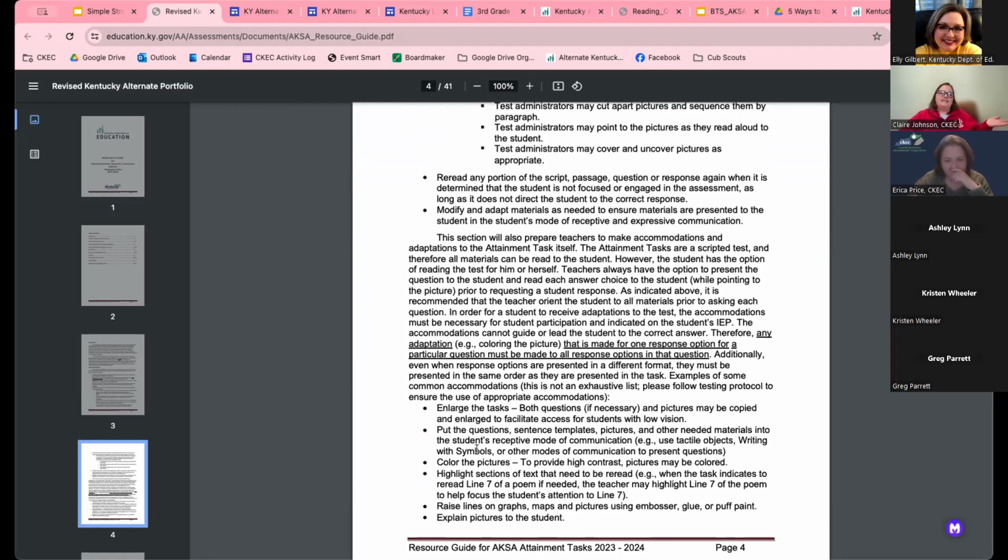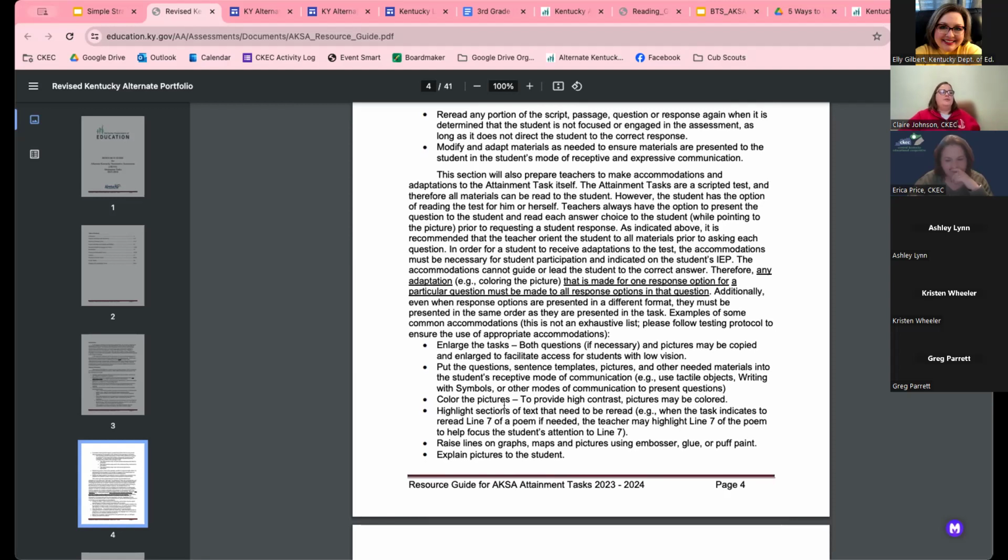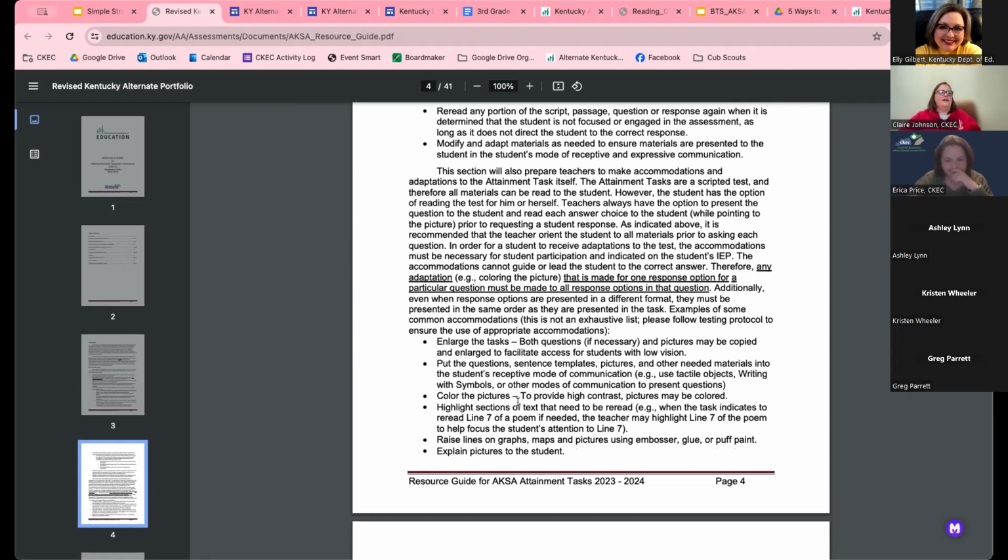So just as I said, you can adapt the answer choices, the picture that goes with them, but if you do one, you have to do them all. You can also color them. Color one, you've got to color them all. Enlarge them, same thing. What you do to one, you have to do to all of them.